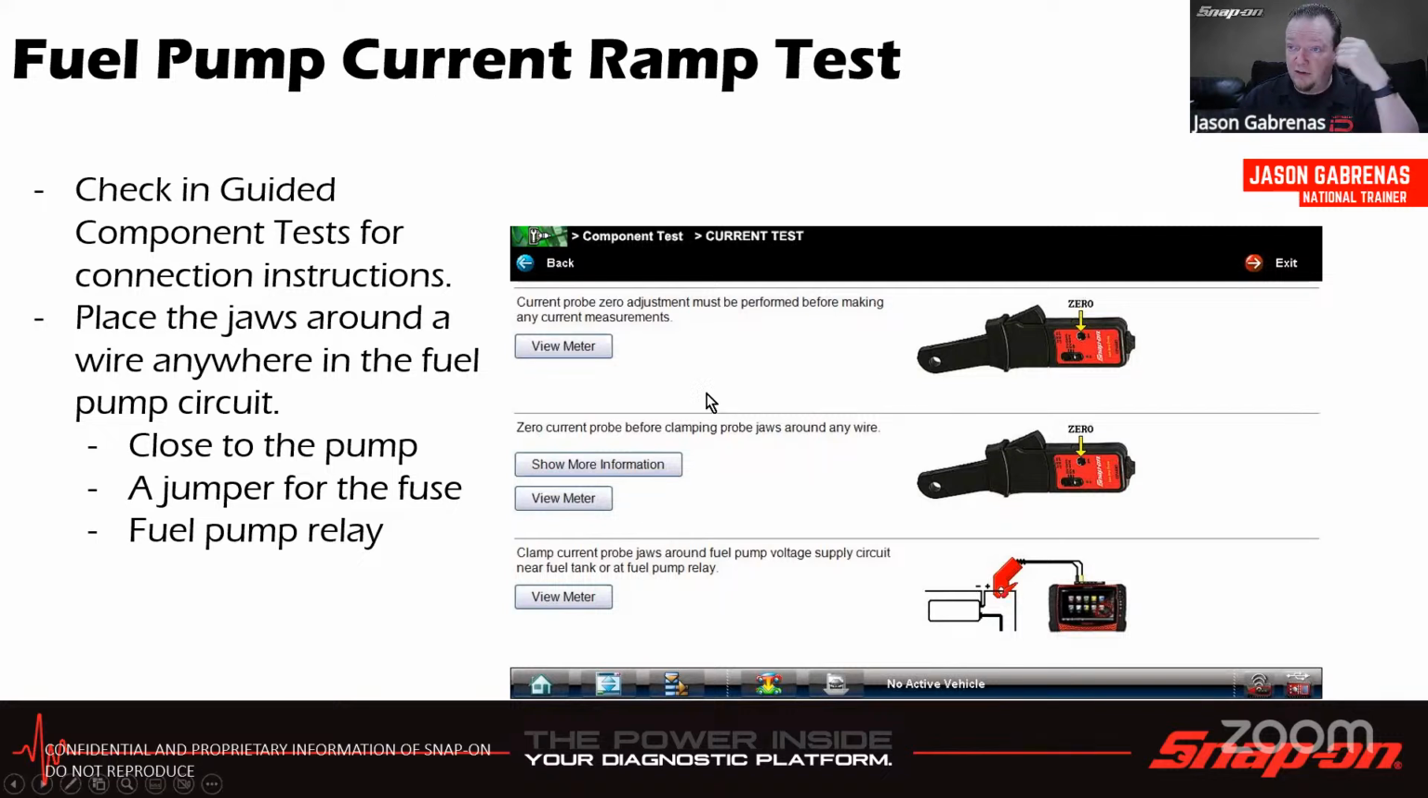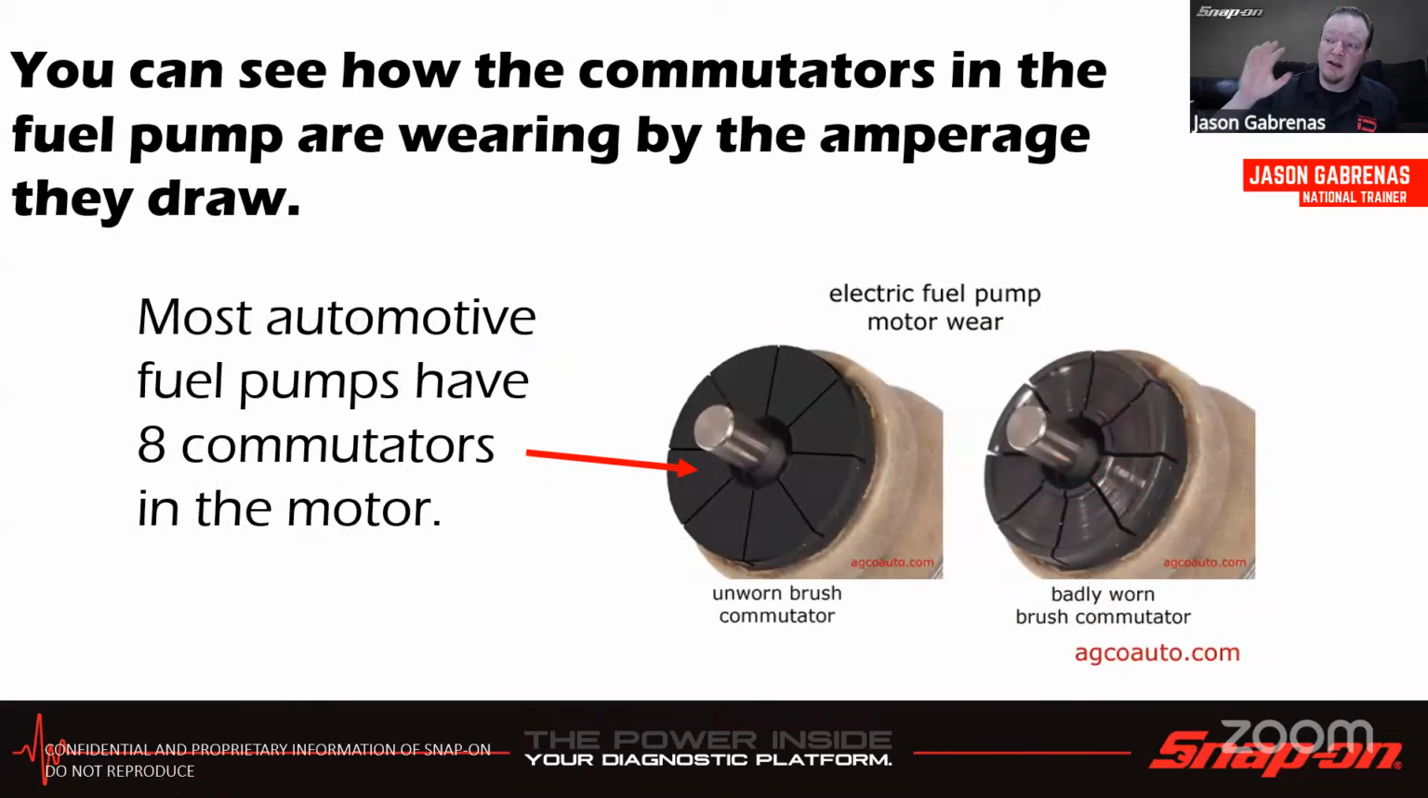So you're going to take a little amp probe and place the jaws around a wire anywhere in the fuel pump circuit. If you can get close to the pump, put it there. Otherwise, if it's got one fuse for the fuel pump, pull it out, put a jumper in, and put the probe around that. Or the same thing with the fuel pump relay, pull it out, put a jumper in, and we can watch the current flowing through the circuit, and you're going to be looking at the current flowing through the commutator.